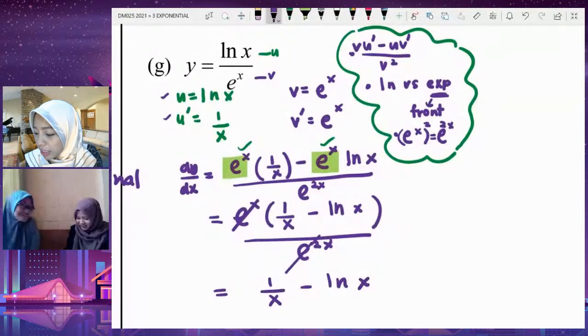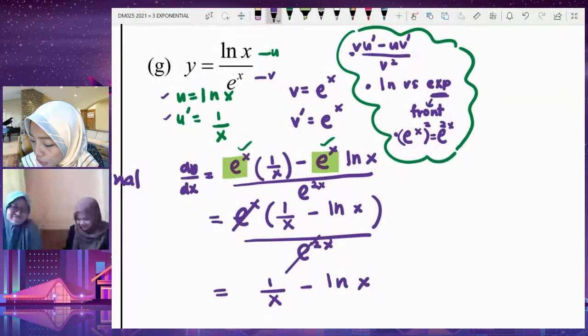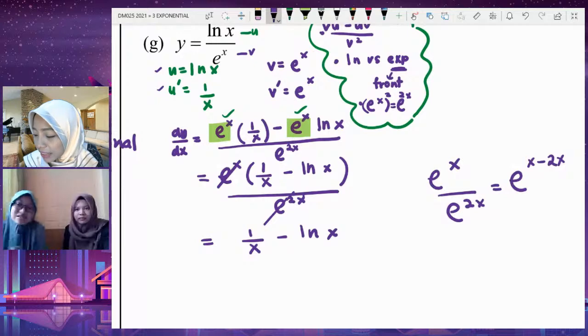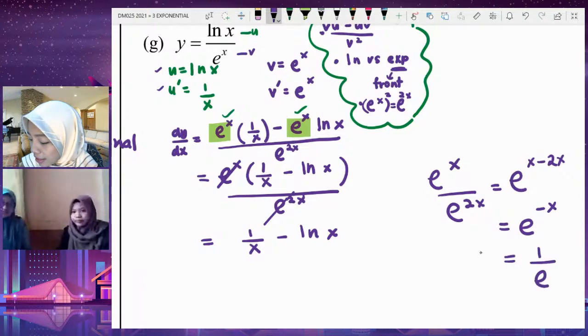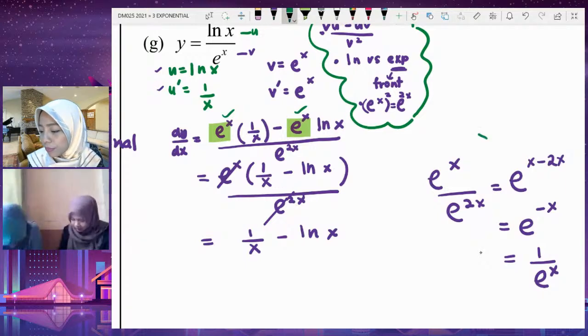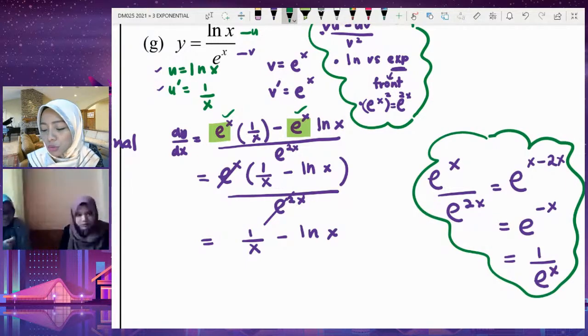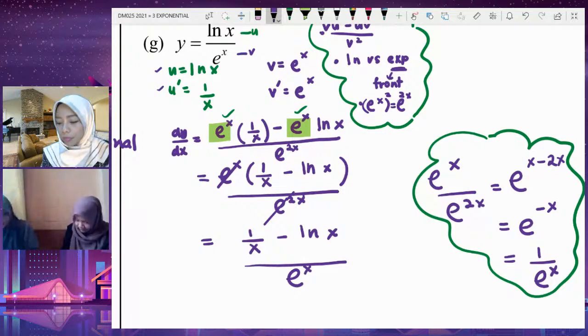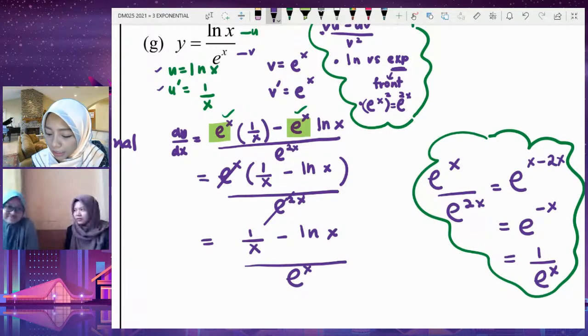So kalau potong ni, e^x potong dengan e^2x, dia jadi apa sayang? e^x. Kan? e^x minus 2x kan? So dia adalah sebenarnya e^(-x) kan? So I juga boleh tulis e^(-x) ini seperti ini. Betul? Setuju? Setuju everyone? So this is basically 1 over e^x. Kan? Okay. So now, apa lagi kita boleh buat?